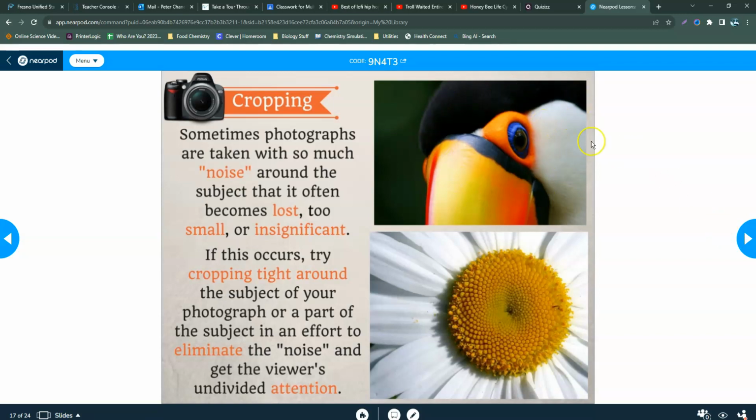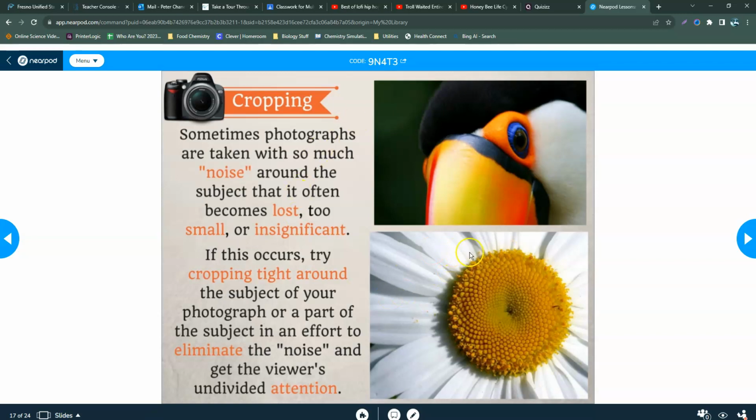So this toucan, they cropped it into the face so you can see the beak and the eye, and it's a really interesting picture, far better than if you were far away and you saw like one or two birds just in the distance. This makes for a compelling picture when you crop in right on the face.